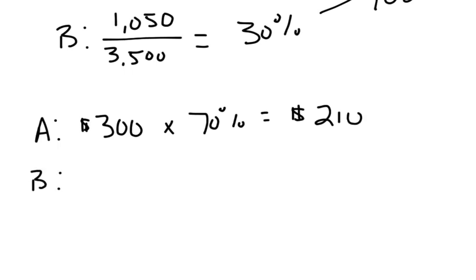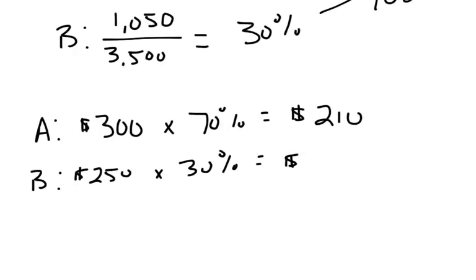For item B, we had a contribution margin of $250 and a sales mix percentage of 30%. So that gives me a weighted average contribution margin per unit of $75. Now I can add the two together because they are weighted correctly now. So in total, my contribution overall for the company is $285 per unit.